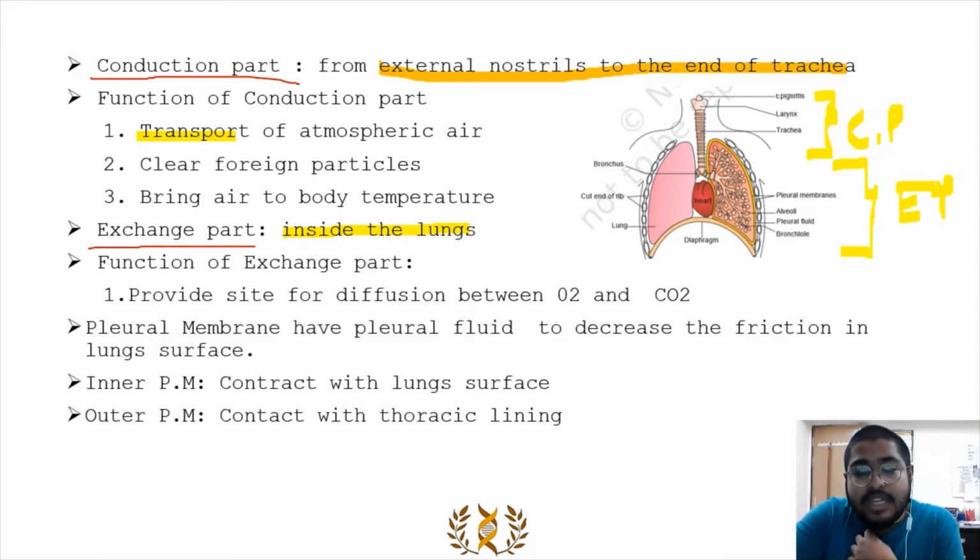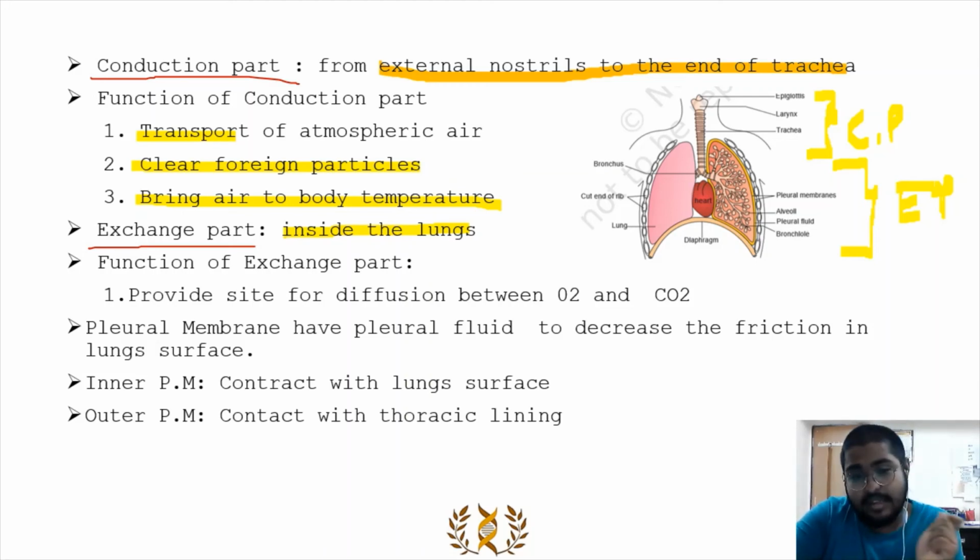The second one is to clean the foreign particles. It is basically done in the nostril section where we have nose hairs. The majority of the foreign particles are trapped there only. And then as the air proceeds down, the atmospheric air is brought to body temperature. So these are the three important functions done by the conduction part, which starts from the external nostrils and ends towards the trachea.